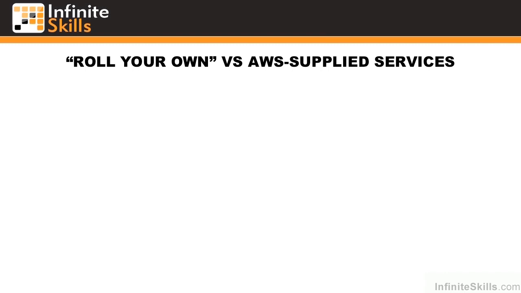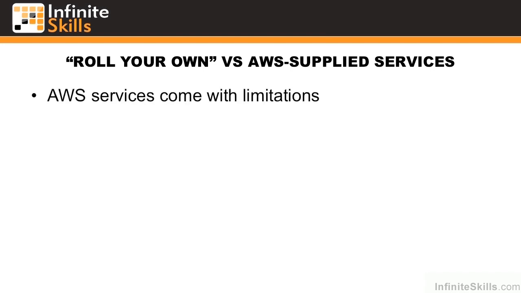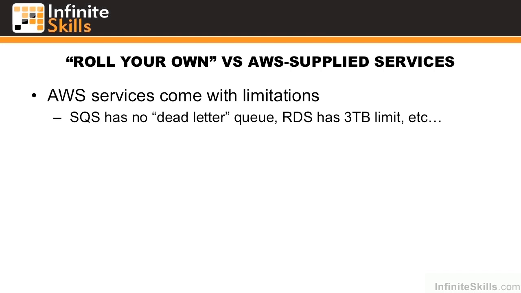In this presentation, we're going to look at roll your own, or build your own, versus AWS supplied services. First of all, why would you ever want to do this? The fact is that AWS services, although cheap and easy to provision, often come with limitations. For example, SQS has very strict limitations, such as no dead letter queue. RDS has a 3 terabyte limit.